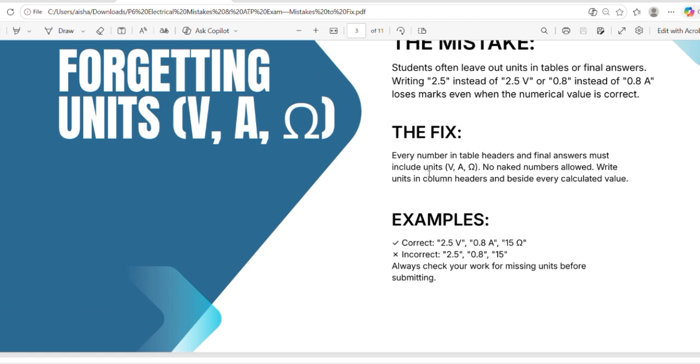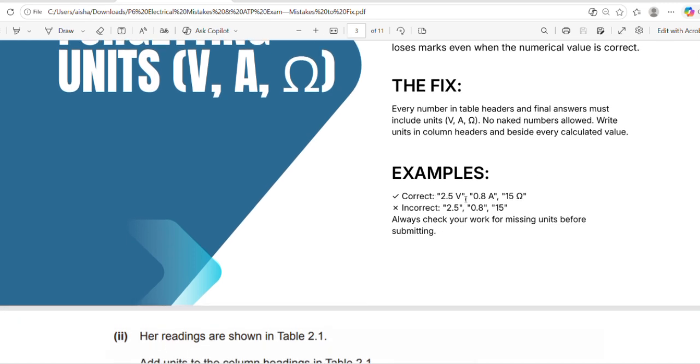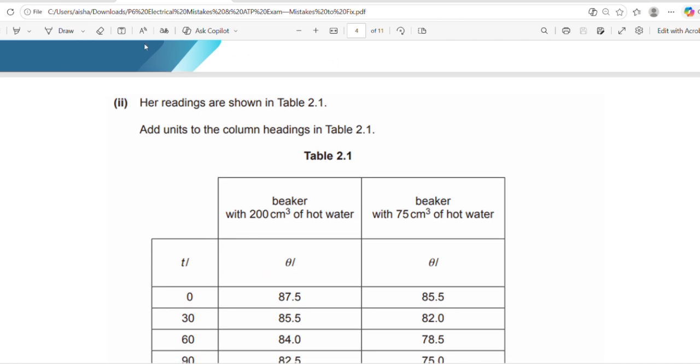If they ask you to include the units in the table or something, no naked numbers allowed. Write units in column headers if asked, and beside every calculated value, unless it's already given in the question. So, as I said before, always check your work for missing units before submitting. So here's an example.